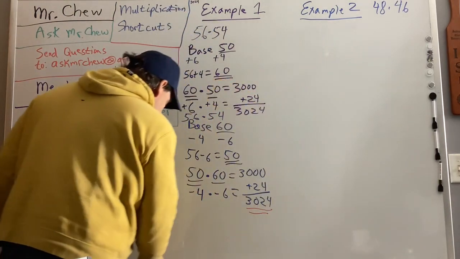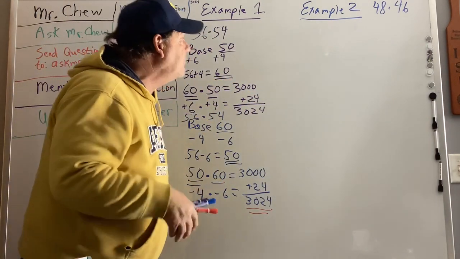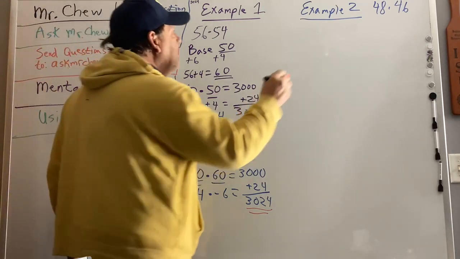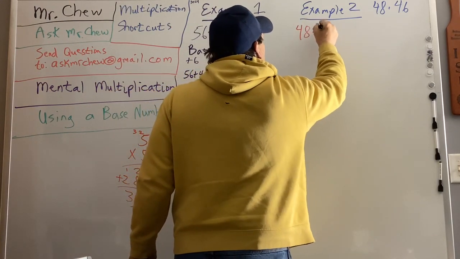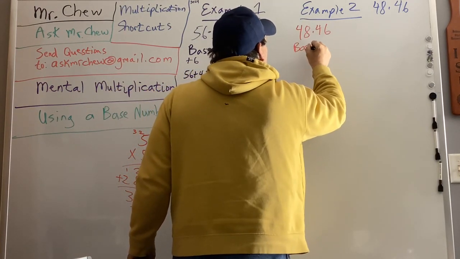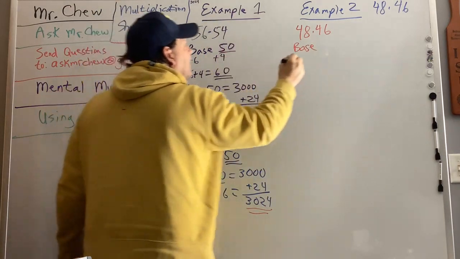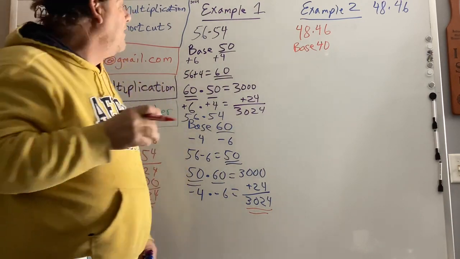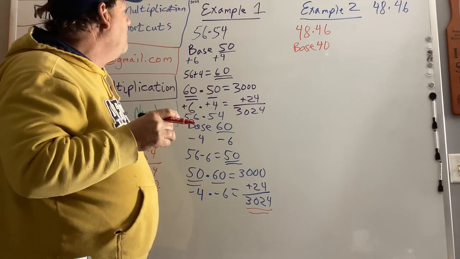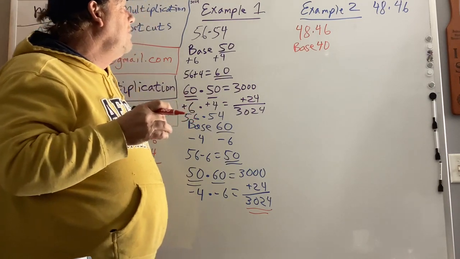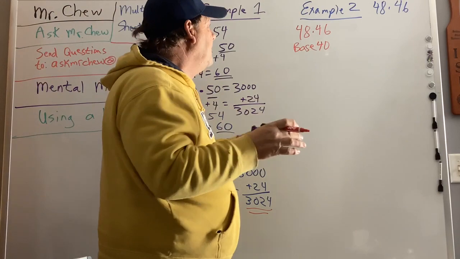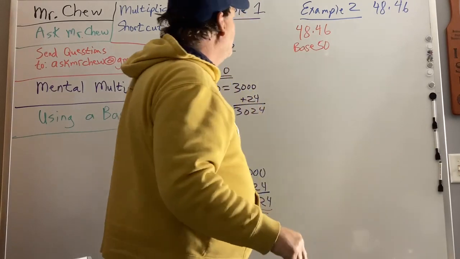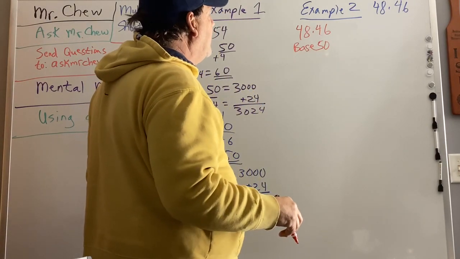All right. Now, the more you do this, the faster and easier it should be. So now if we use my 48 times my 46, and we use a base of, instead of going to 50, let's go to 40. Now, sometimes it's not going to be as easy to do it with a 40 or a 50. So probably the 50 will be the easiest. Let's do 50 first. And then over here we'll do a 40 just underneath it, just like we did here.